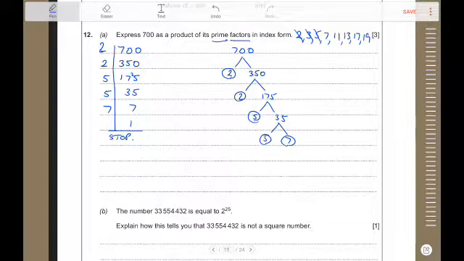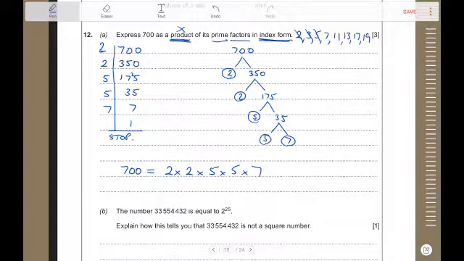Okay, so I prefer the ladder because I think it's just a bit neater. Now what you're meant to do, because you have to express them as a product in index form. Now product, remember, means multiply in maths. So we need to write down all these prime factors as a product. So basically 700 equals 2 times 2 times 5 times 5 times 7.